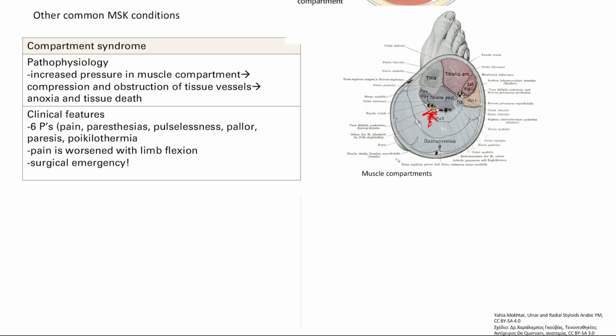And this is a surgical emergency. You can lose that limb. You might have to amputate that limb if too much tissue dies because of that anoxia.